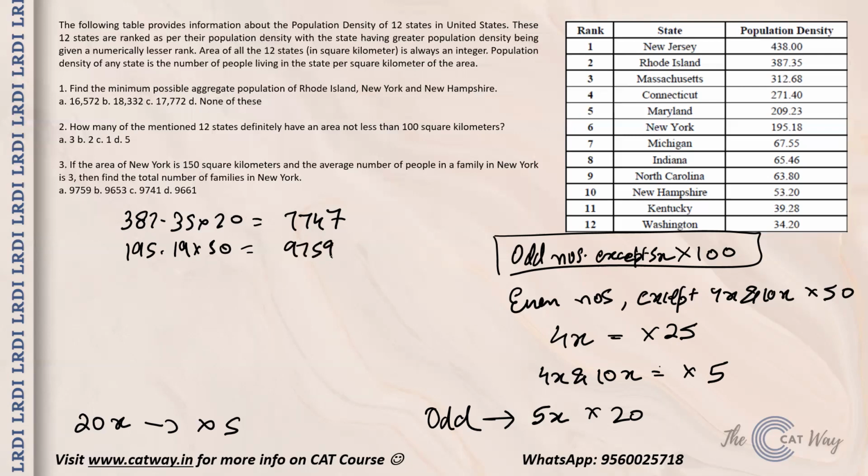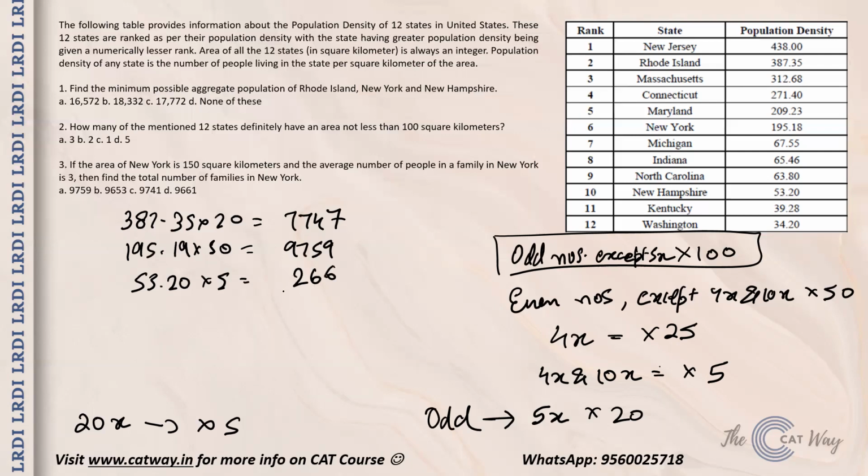And third you have New Hampshire, which is 53.2. It is a multiple of 20, so it needs to be multiplied with 5. New Hampshire 53.20 into 5 would give you 266. Now the total population will be 17772. So the correct answer is option number C.